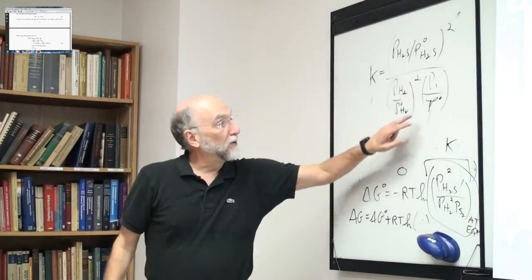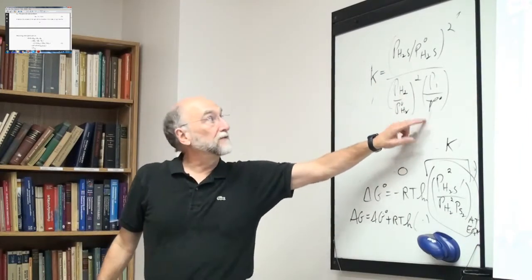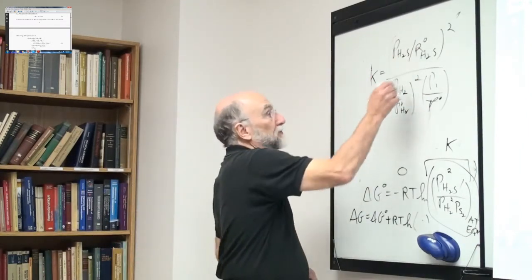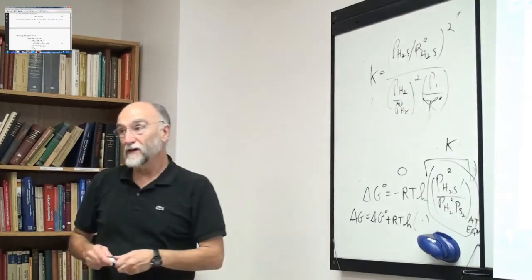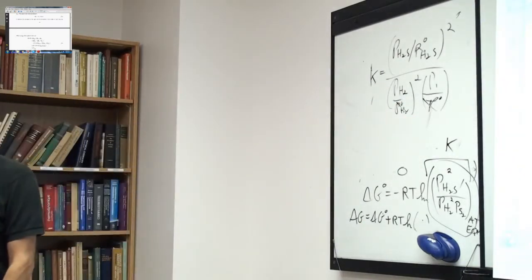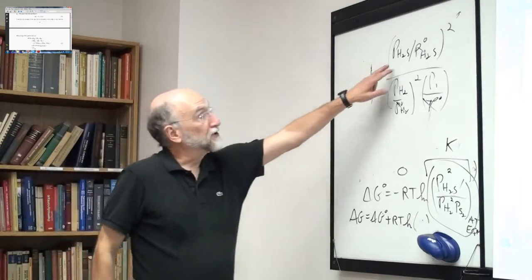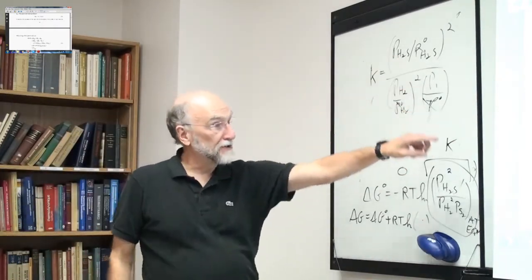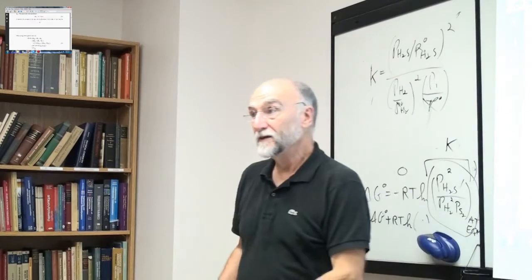But if the P naughts are all 1 atmosphere, because that's the way we choose it for convenience, then we just don't put these terms in our equation just to make it easier to write, but they should always be there. And if you write the equilibrium constant this way, then those pressures have to be in bar.